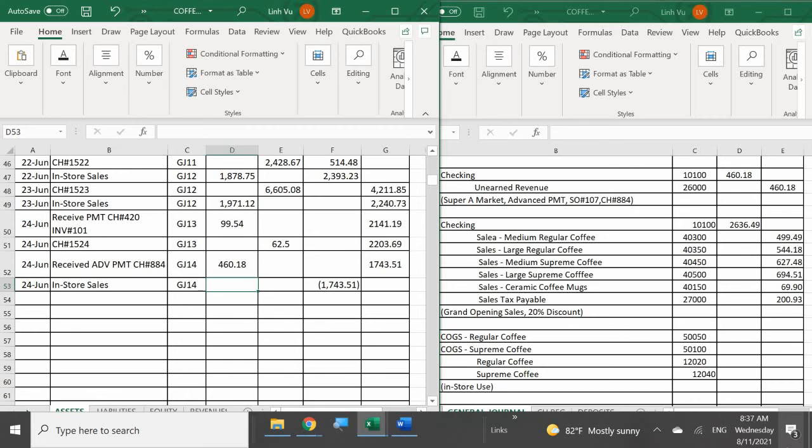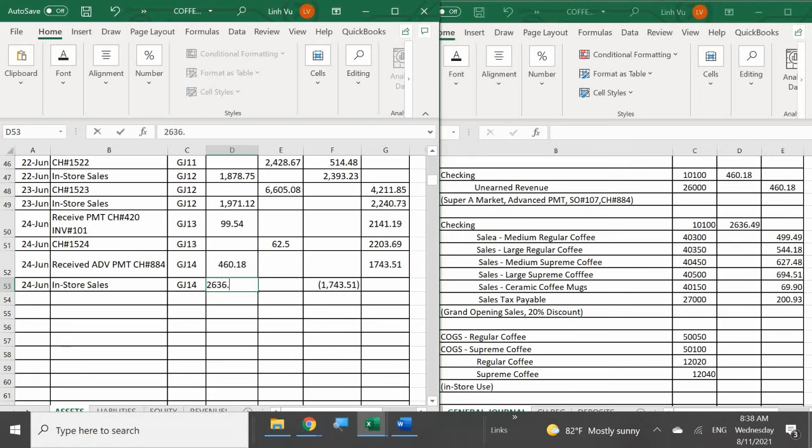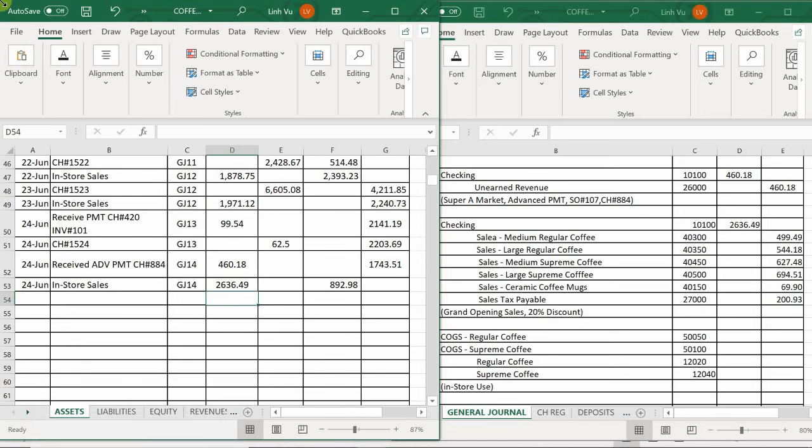In this case, I'm only depositing my cash because we've already deposited the 2 checks prior. But in our deposits, we didn't do it yet, but our books already have entered that in there. Got it. Okay, so it's 2,636.49. Yes, there we go. 2636.49. And finally, we are in the positive. Good.